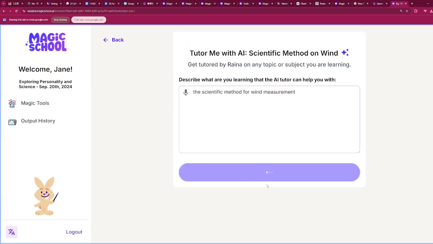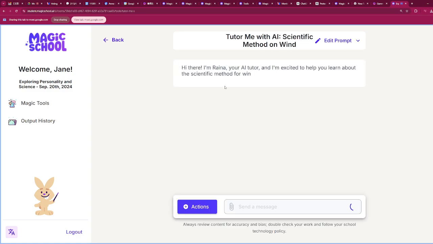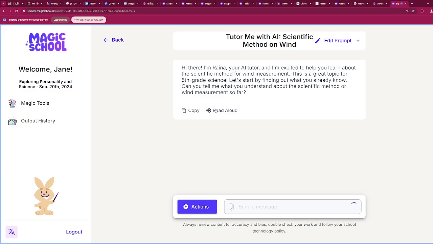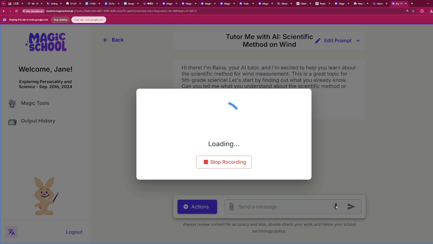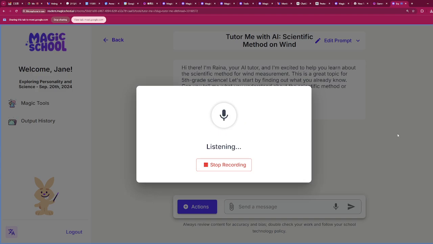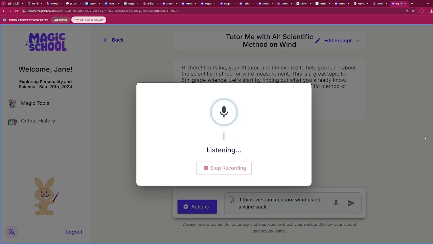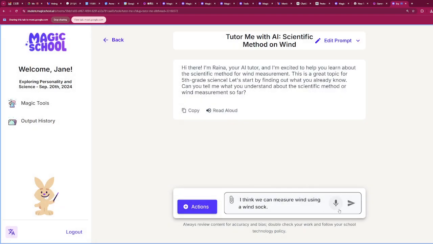Okay. All right, I'm going to do it again. So that's a bug. Can you tell me what you understand about the scientific method or wind measurement so far? So you could actually allow for microphone. I think we can measure wind using a wind sock.